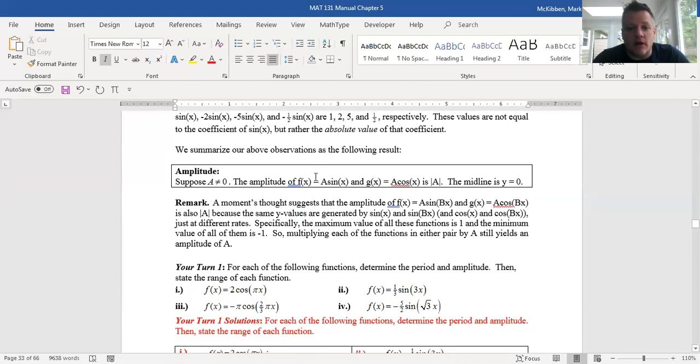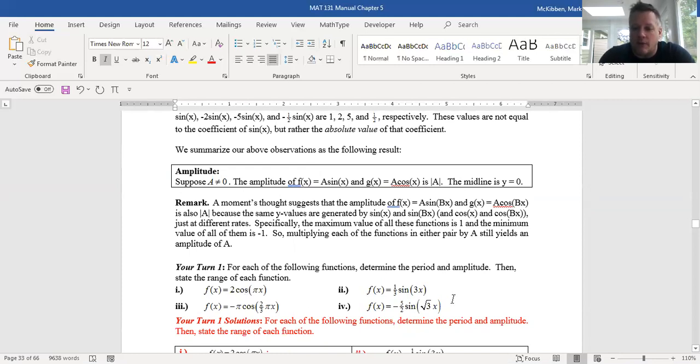Good deal. Here I say if the a is negative, then the amplitude is the absolute value of that a. All the negative would do is flip it over the x-axis. We know about that from our reflection results. So all you have to do there is take the absolute value of that number out in front, and that'll give you the amplitude.